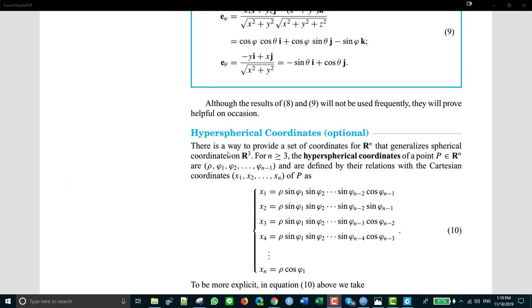The next part we're not going to do, but just to say what it is, there's a way to provide a set of coordinates for Rn that generalizes spherical coordinates on R3. So we're going to have a spherical coordinate system, so to speak, but in Rn. It's a generalization of R3. But we're not going to go through that. I don't think we'll need that in our course. I don't know if you'll need that.